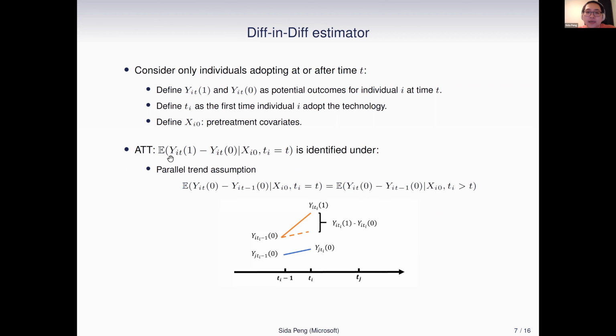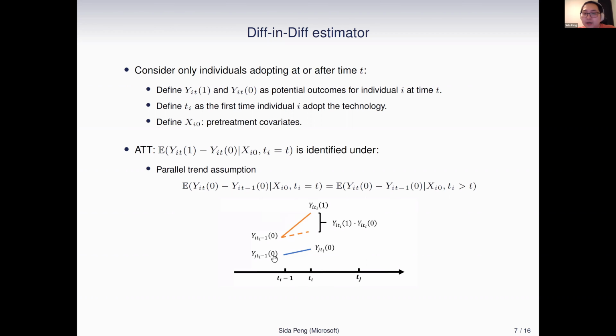So it's the potential outcome of individual i adopting at time t, minus the outcome if not adopting at time t, conditional on individual i actually adopting at time t. This will be identified under the famous parallel trend assumption. I'm using a graph to illustrate this: think about two individuals, i and j, where i adopts at time T_i and j adopts at time T_j, and let's consider two time periods, T_i minus 1 and T_i.